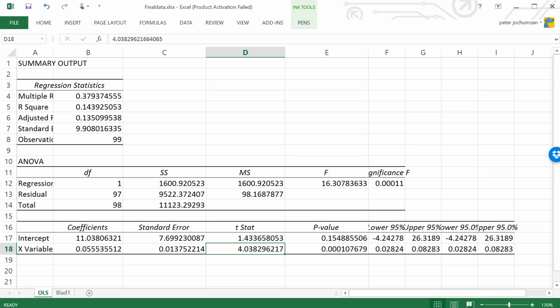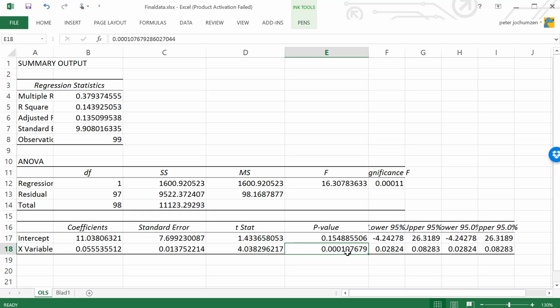Let me say that again. If I increase alpha, the critical value goes down because the tail gets bigger. The t-statistic stays the same, so I will end up rejecting the null. In particular, if I increase this all the way up to 5%, then the critical value will go down from 4.03 and I will end up rejecting it. And that's the way we use it.